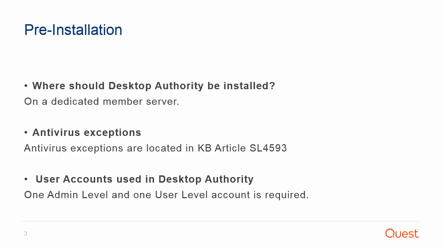For use with Desktop Authority services, one admin level account is required. This account is required to have read-write access to all NetLogon shares, and to be a member of the local administrators group on all applicable workstations. In addition, one user level account is also required.